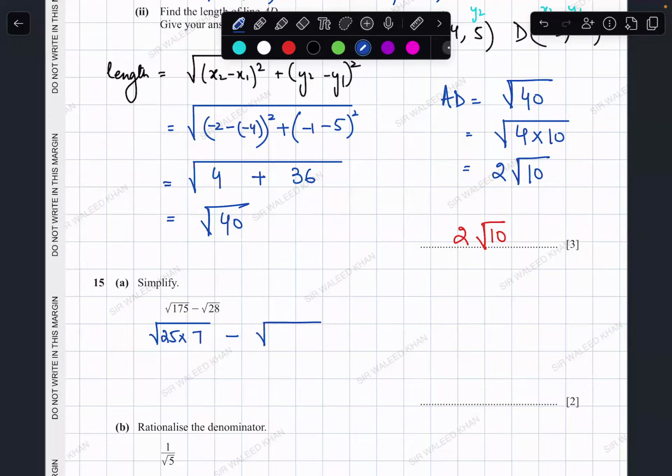And for 28, we can think of 4 and 7. So we have 5 under root 7 minus under root 4, that is 2 under root 7. Now, when the surds are the same, as you can see over here, you can always add or subtract the numbers. So this will be 5 minus 2, which is 3 under root 7.